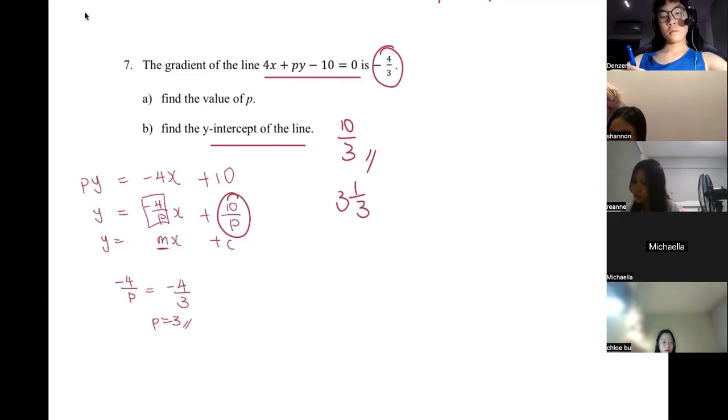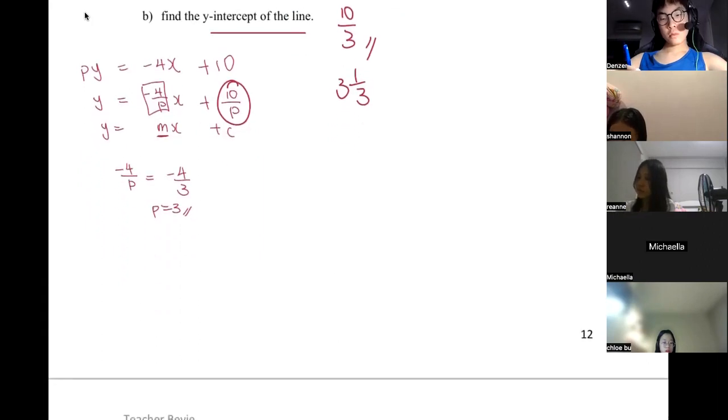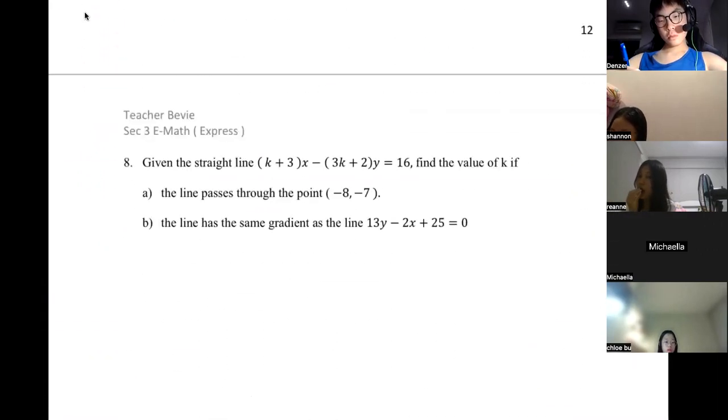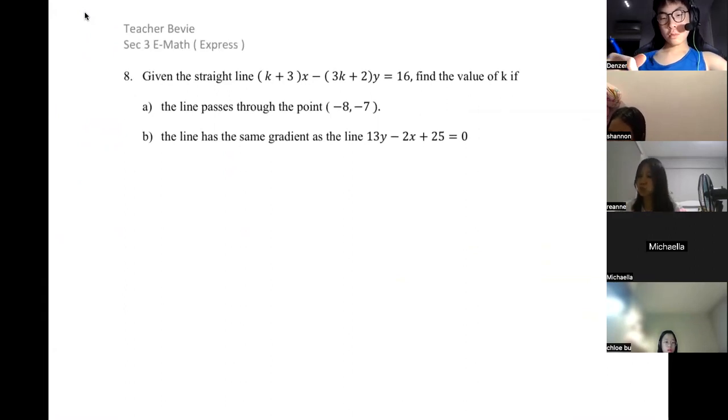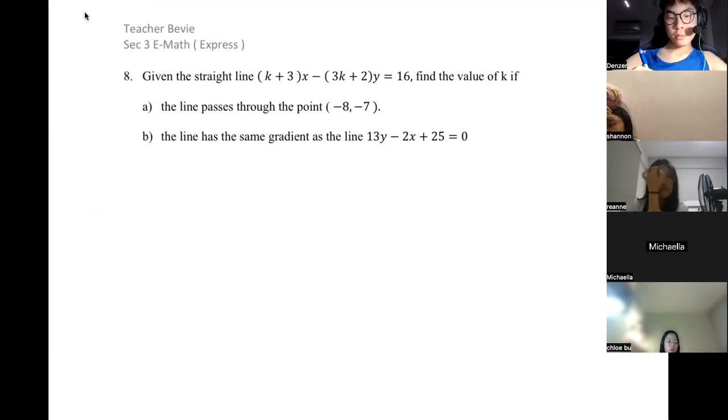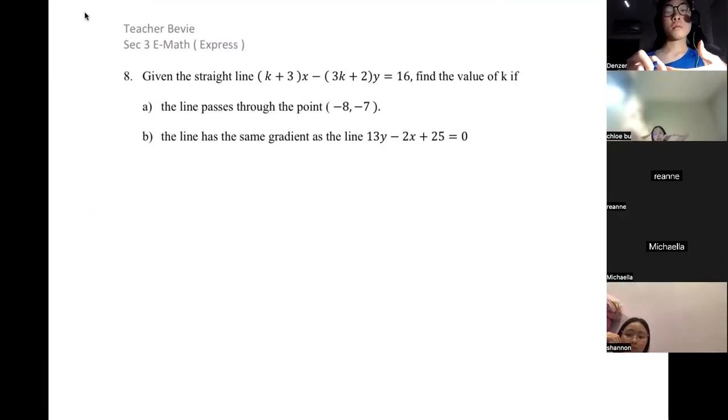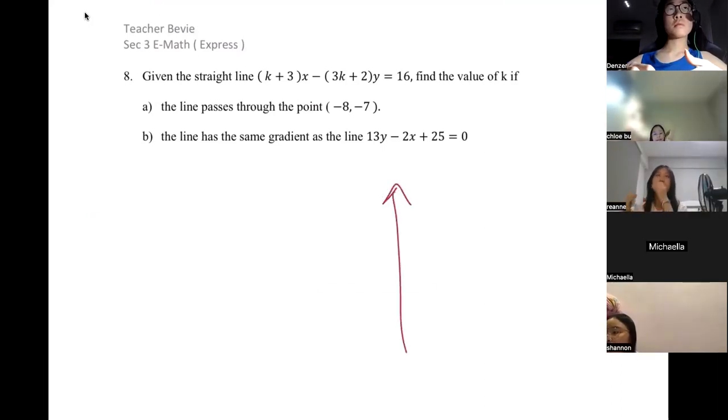Okay, all good? All right. Let's take a look at this one. This chapter is quite easy, right? At least no quadratic graph, no different kinds of graphs. Next chapter is on graphs again, on functions and graphs. You're going to learn reciprocal graphs. Okay, I'll give you a heads up.